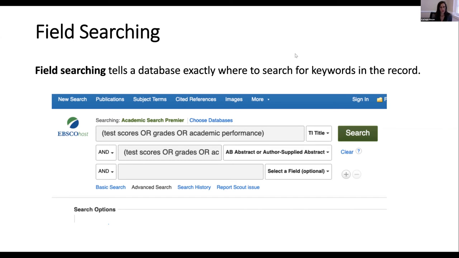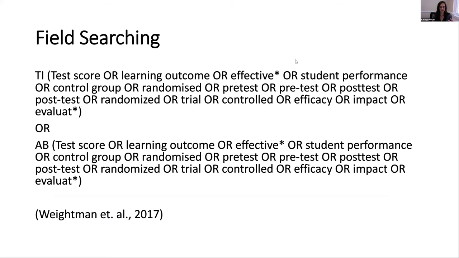On the next slide, we'll see an image of an entire search string that is using field searching. Instead of selecting the drop-down fields and selecting title, you can see on this first line, the TI represents title. If we put TI and then parentheses, we have this very long search string. This is coming from a published systematic review by Whiteman et al. Their research team is conducting a title search, but they use that Boolean operator OR, and they're looking for these same terms in the abstract.